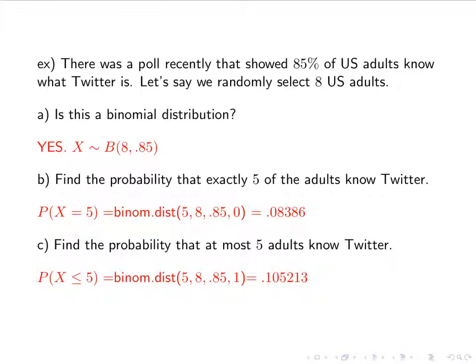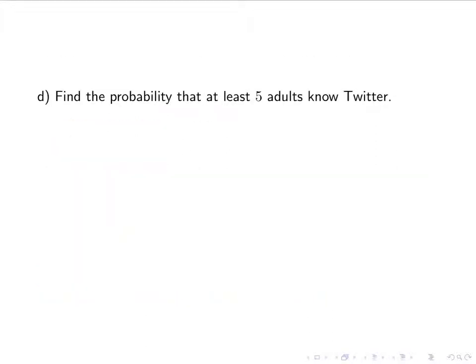And hopefully, again, you did it on Excel and you get 0.105213. Again, a number that's bigger than part B was. And then part D, find the probability that at least 5 adults know Twitter. So again, at least 5 adults means the probability that x is greater than or equal to 5. And again, that's 1 minus the probability that x is less than or equal to 4.